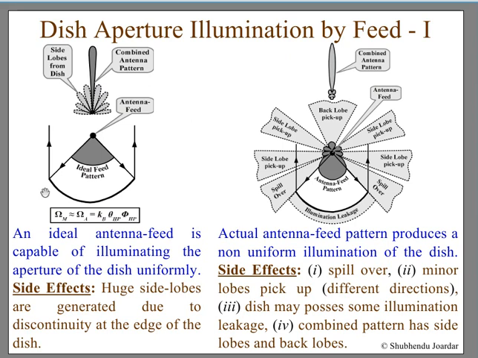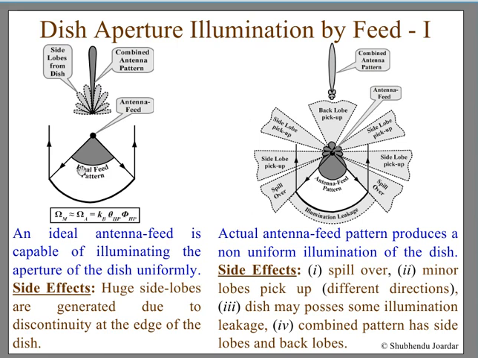So you want to uniformly illuminate the dish. Every area of the dish should receive the same flux density from the feed, but outside the dish you should not have anything. This is called ideal illumination. But there are certain drawbacks: there is a discontinuity here. Suddenly the illumination comes to zero.